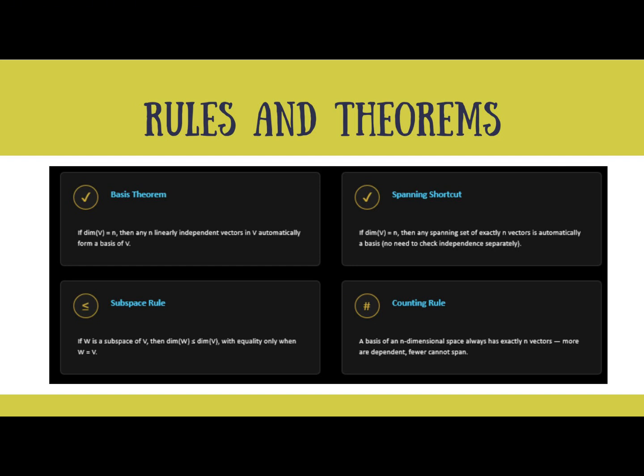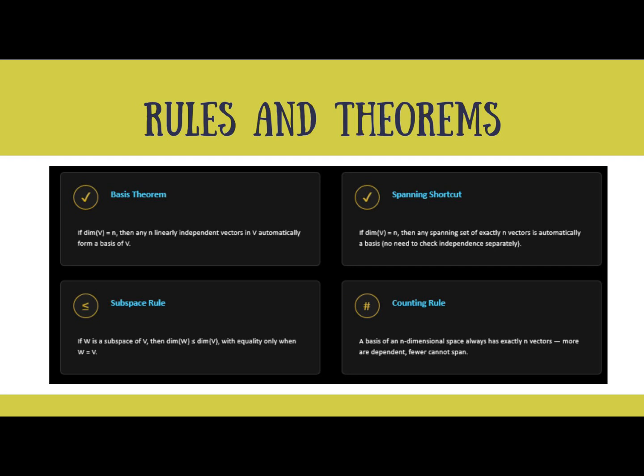The second rule is the spanning shortcut. If we already have exactly n vectors that span an n-dimensional space, they are automatically a basis. Again, there's no need to check linear independence separately. The third rule is the subspace rule. If W is a subspace of V, then the dimension of W can never be greater than the dimension of V. It can only be equal if the two spaces are actually the same.